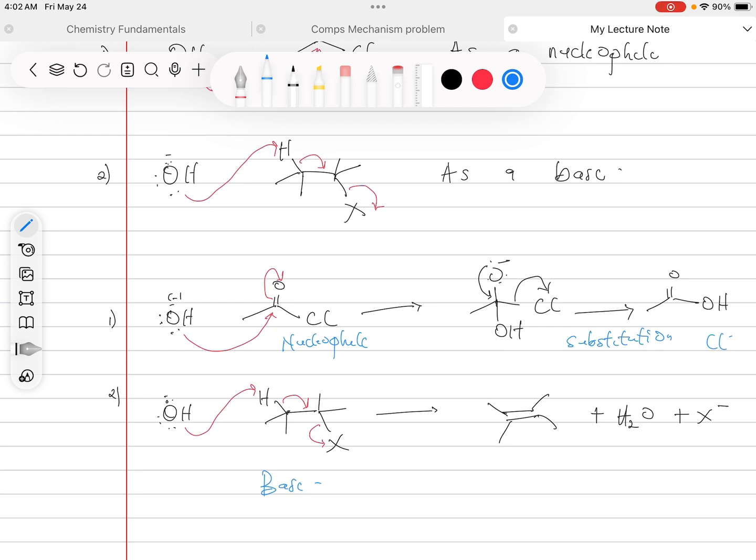So nucleophiles and bases are not the same. What actually differentiates nucleophiles and bases is their function. A nucleophile can also act as a base.